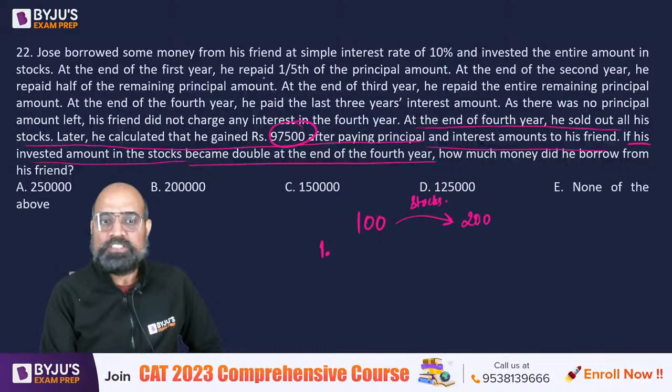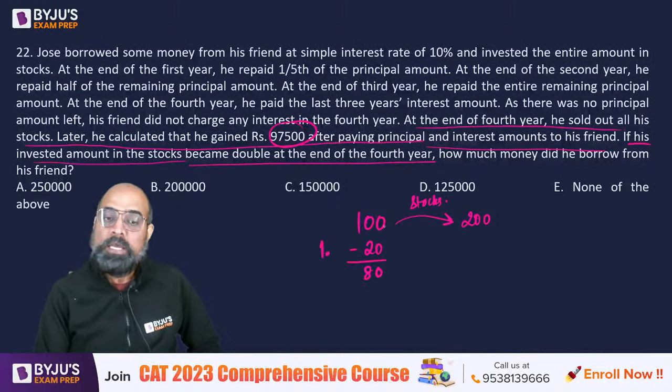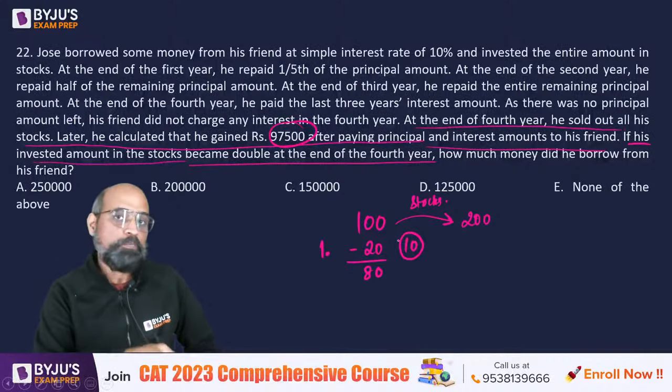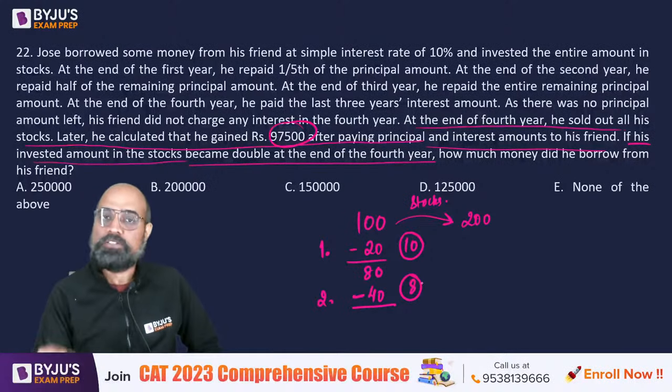At the end of the first year, he repaid 1/5 of the principal amount. 1/5 means 20 rupees he repays. Pay कर देता है. 80 rupees remaining रहता है. But in the first year, there is an interest of 10 rupees as well. वो interest नहीं pay करा, केवल principal pay करा. In the second year, he repaid half of the remaining principal amount. So 80 का half यानी 40 pay करा. But 80 का 10%, which is going to be 8, he did not pay. So these interests are being accumulated.